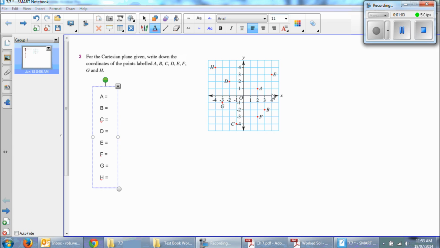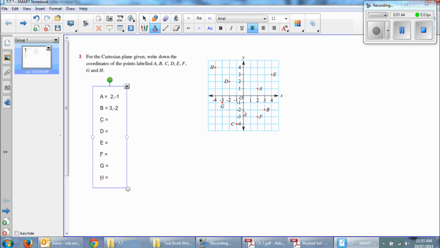Okay, so in the instance of A, our point is 2. So how we record these is we just simply write down 2 and then a comma, and on the y-axis its point is -1. Okay, and that's your answer. It's as simple as that. For B, we've got on the x-axis it has a number of 3, and on the y-axis it has a number of -2.